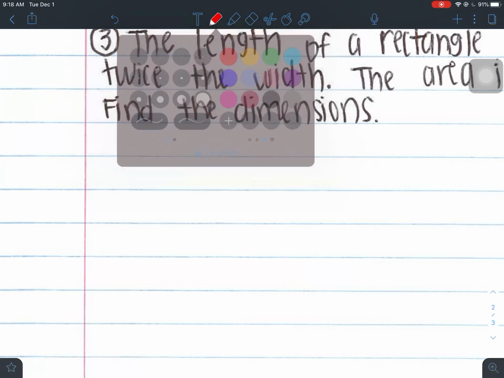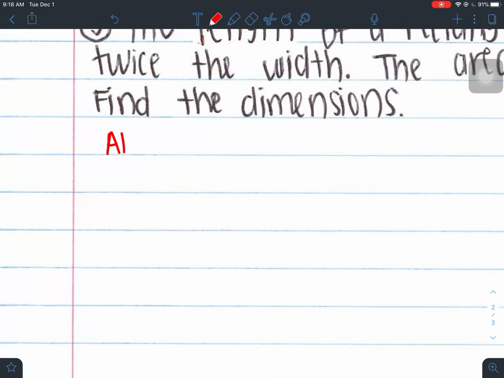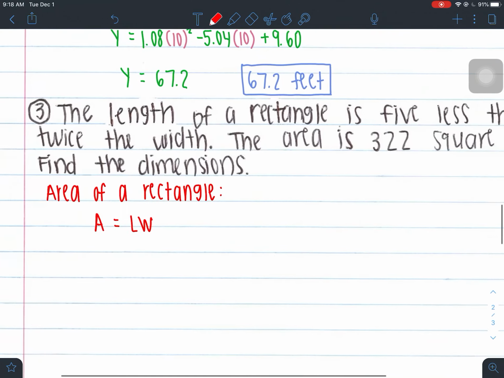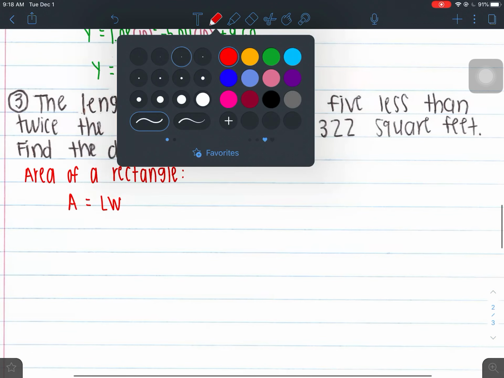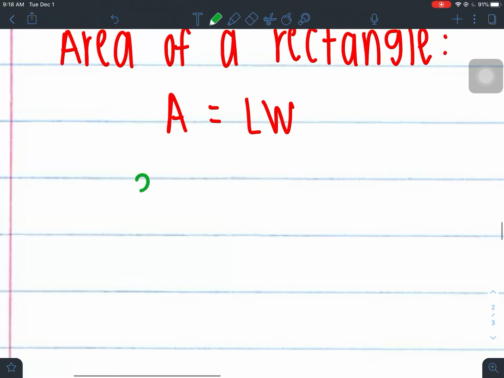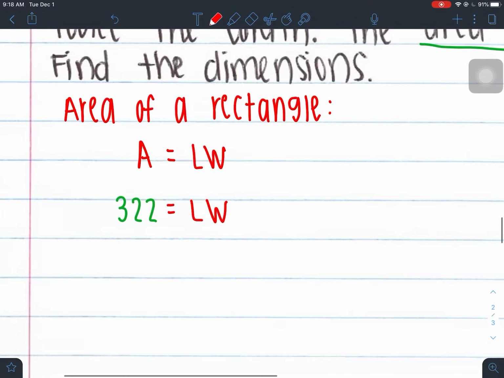So area of a rectangle. I know area of a rectangle is length times width. So that's A equals length times width, L times W. Now, the order doesn't matter. You could do W times L too. It doesn't really matter. Okay, it also tells us another thing. It says that the area is 322. So I actually know the area. I'm going to go ahead and plug in what I know. So I know 322 equals LW. Following along so far? Okay, we know that bit of information.